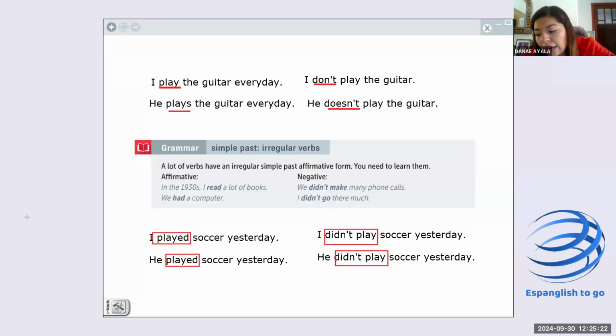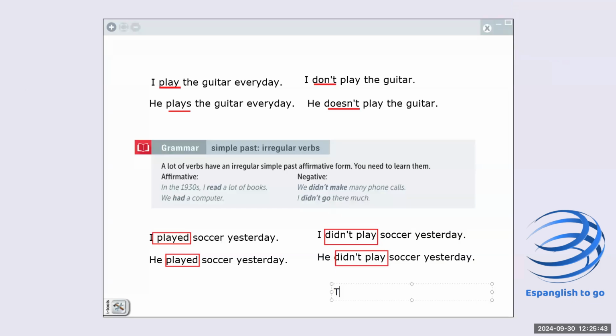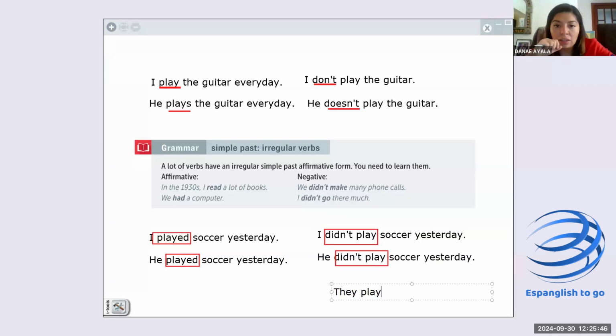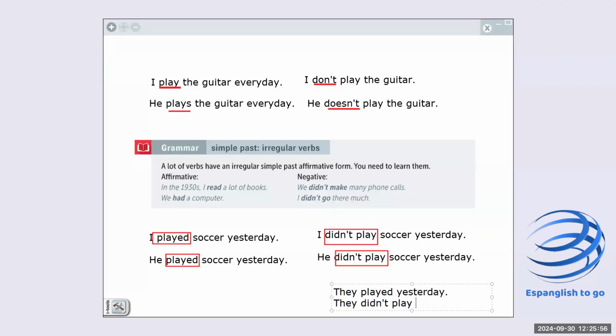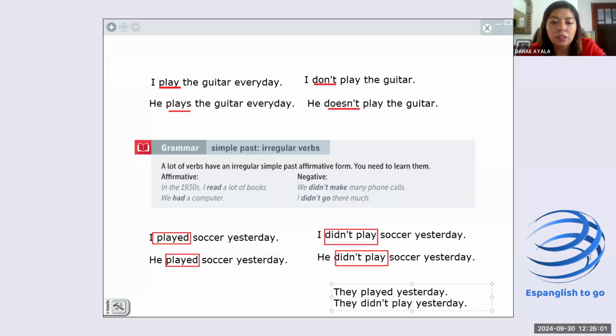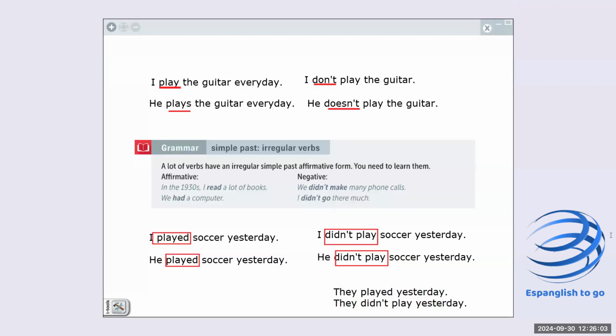What is it that you don't understand? I don't get it when it's a plural. Oh, yes, it's the same. They played yesterday. They didn't play yesterday. Yeah, very easy. The simple past is easier.